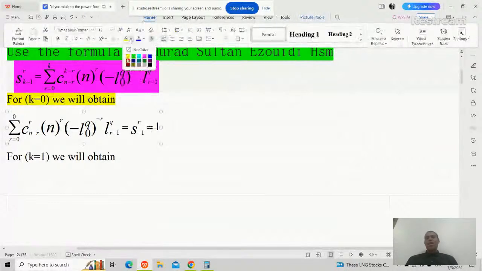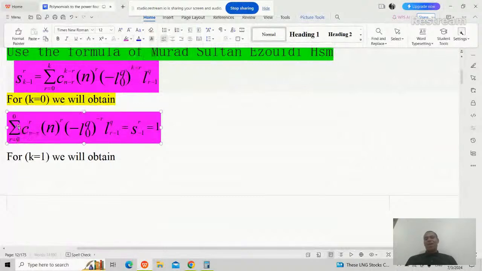Okay, because here you can see that the sum from 0 to 0 of combination n minus r, choose r, n raised to the power r, between parentheses, negative L0 of order q raised to the power negative r, L minus 1, Lr minus 1 of order q, in fact, is known under the symbol s minus 1 of r equal 1. Okay, now I'm looking for the value of S0.